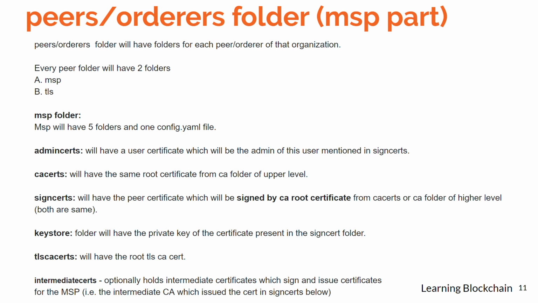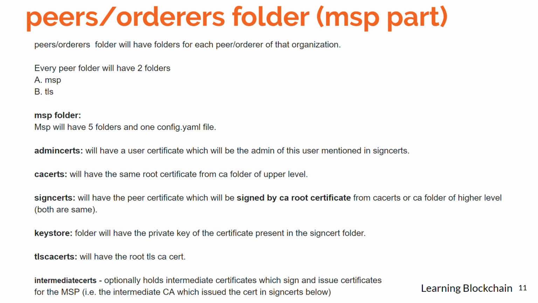It is the certificate of the sign cert, meaning there is some sign cert present, as I have told. So for that sign cert, whatever the certification authority has provided, its admin certificate will be present inside the admin certs folder. It may or may not be the actual admin of the organization. Next is the CA cert. It is the same copy. It will have the same root certificate from the CA folder of the upper level, so I am not describing it anymore.